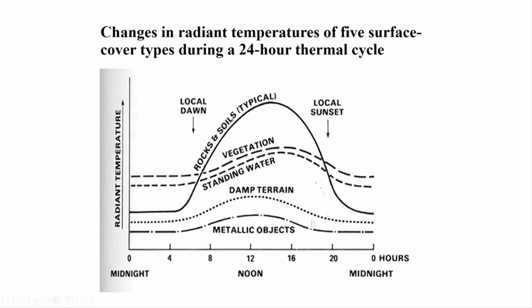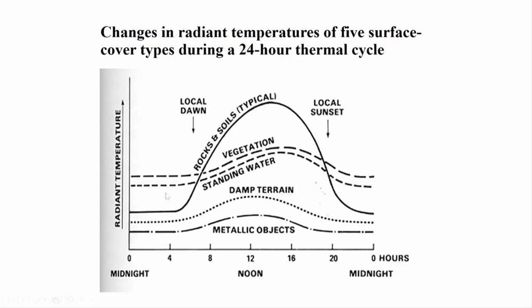Now if you see the metallic objects, since they are good reflectors and poor emitters, here you can see that there is not very much variation in the radiant temperature of the metallic objects. For the damp terrain, again we are able to see some variation, and for vegetation and standing water, we are going to see a similar pattern with some difference, because vegetation is showing a higher radiant temperature in comparison to the standing water.